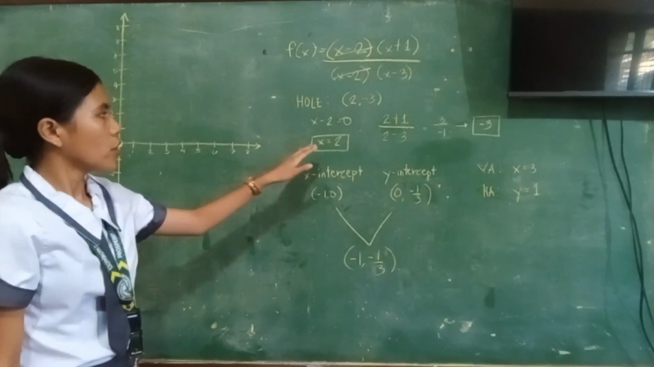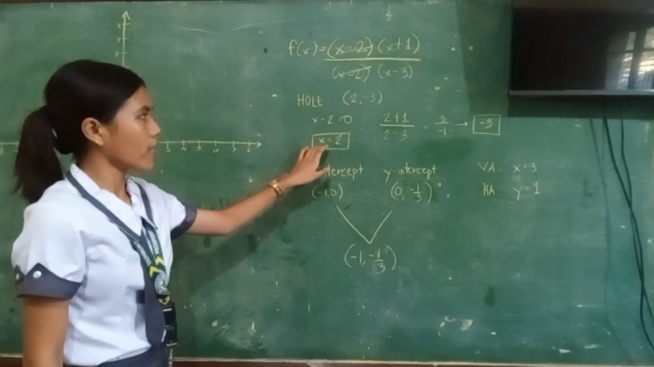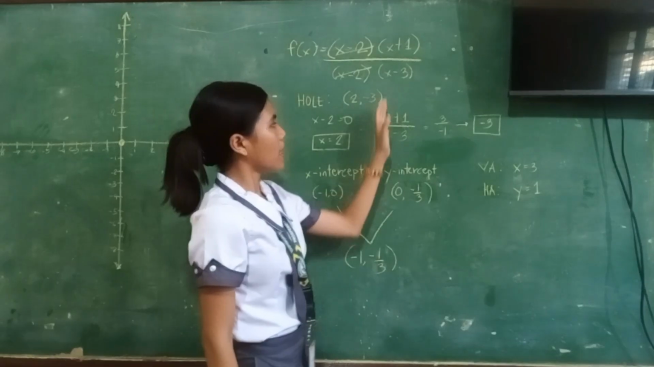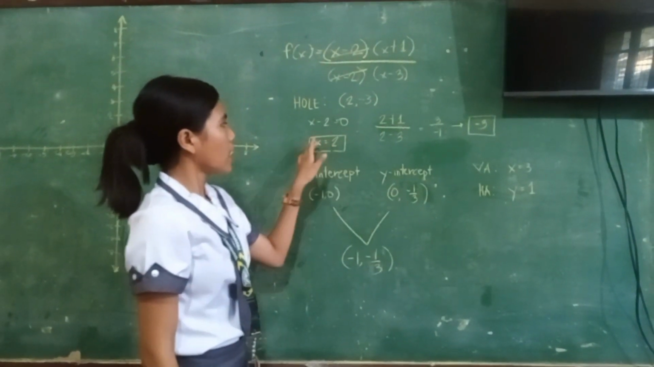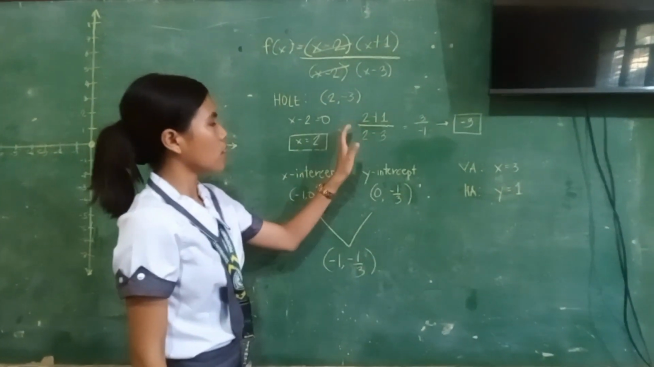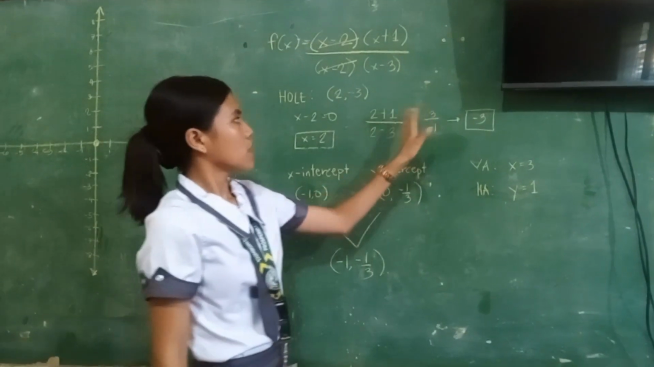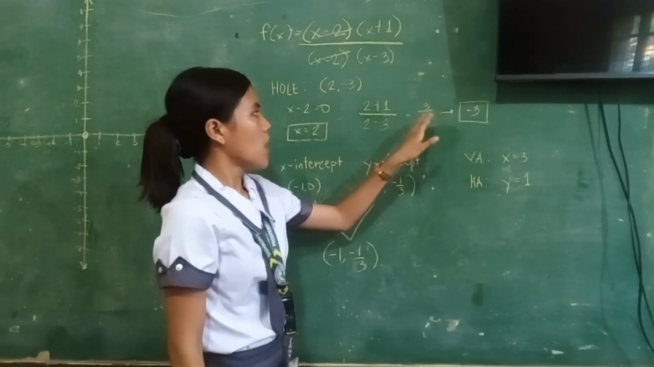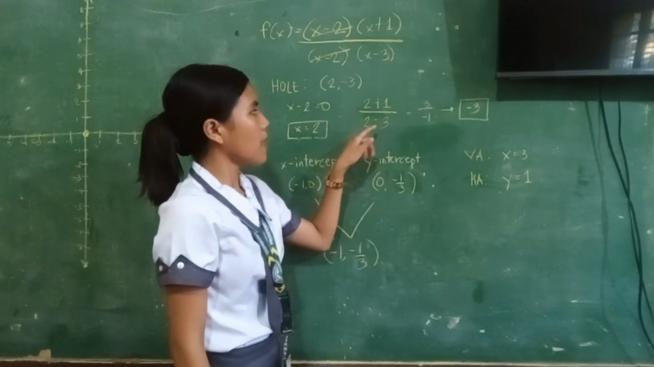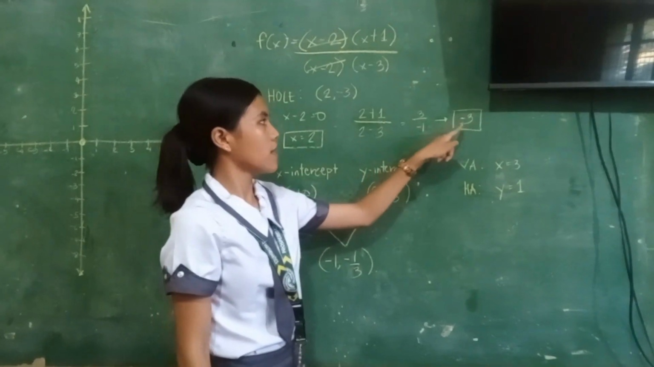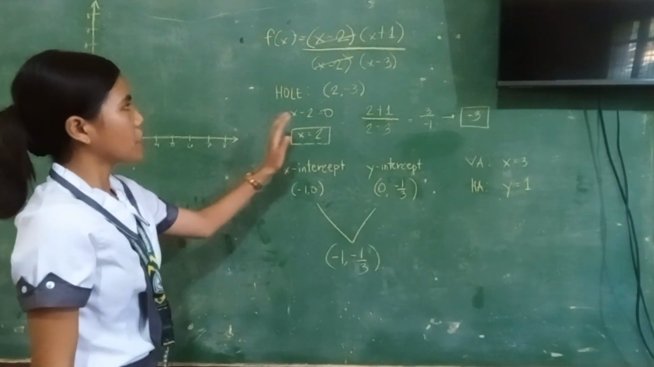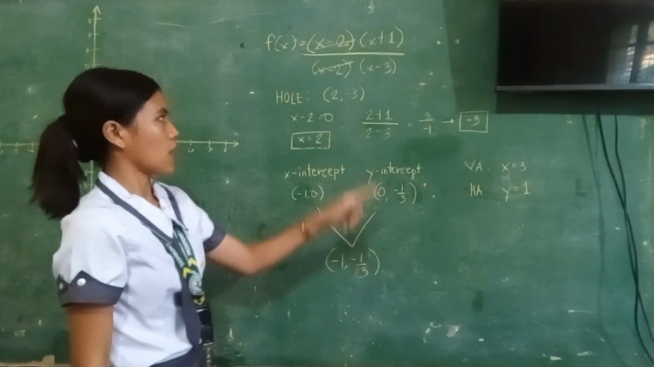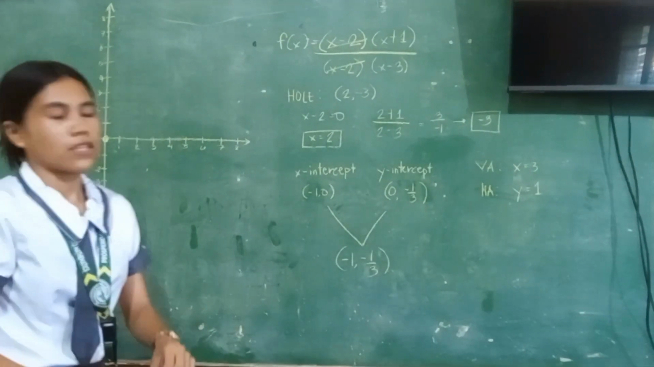Since you already found 2 for x, what remains is to substitute 2 for the value of x. So 2 plus 3 all over 2 minus 3. 2 plus 1 is 3, all over negative, since 3 is bigger, so negative 1 or negative 3. So the ordered pair is 2 and negative 3. Then we will graph it.